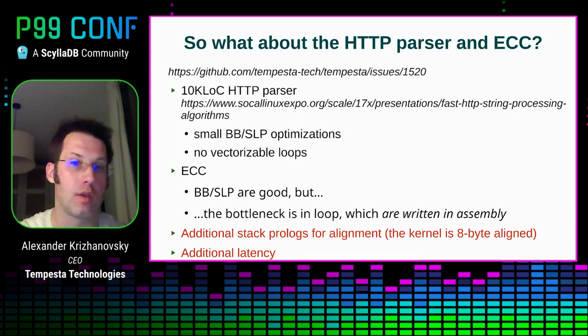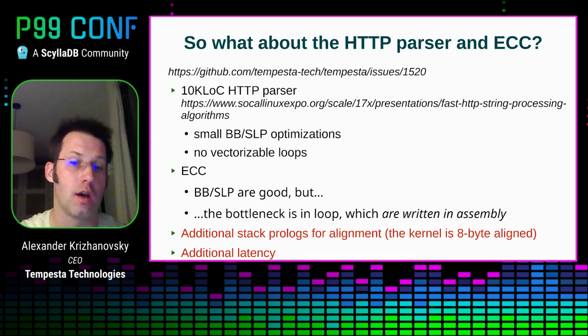We played with auto vectorization for our HTTP parser and cryptography routines. But for the HTTP parser, we have very small basic blocks. We don't have any vectorizable loops. So the extra cost for vectorization doesn't make sense. There is additional latency and additional requirements for alignment, because the kernel has a different alignment from user space when using auto vectorization. Elliptic curves are actually a good place for auto vectorization, and this is why I showed both examples for elliptic curve cryptography.